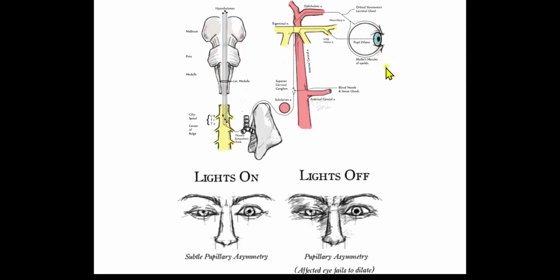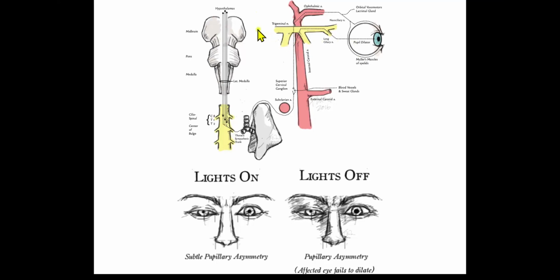And in addition, they supply a muscle here called Mueller's muscle, which is a minor eyelid elevator. It has a little contribution to eyelid elevation. So all of this is to dilate your pupil and to a little bit help you elevate your eyelid, and also supplies sweat glands for sweating in the face area.